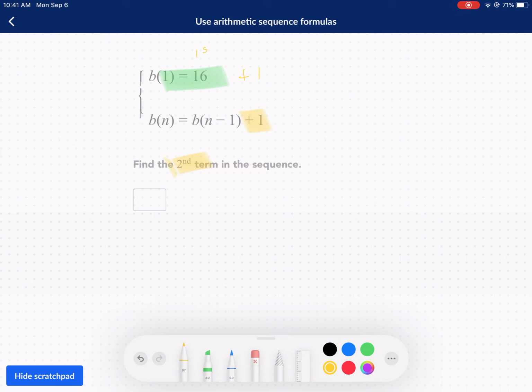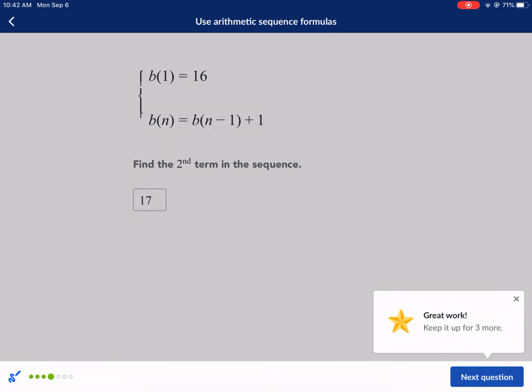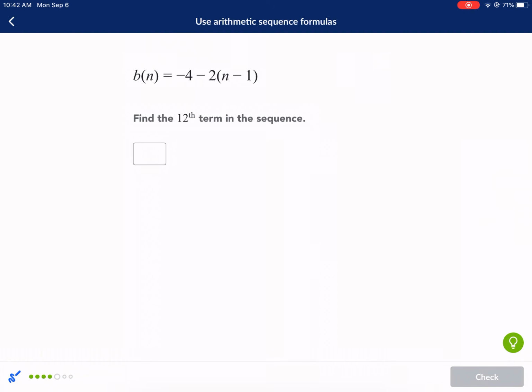So the first term is 16. The second term, add 1 to the pattern, and we're going to get 17. So 17 is the second term. Okay, a couple more here.